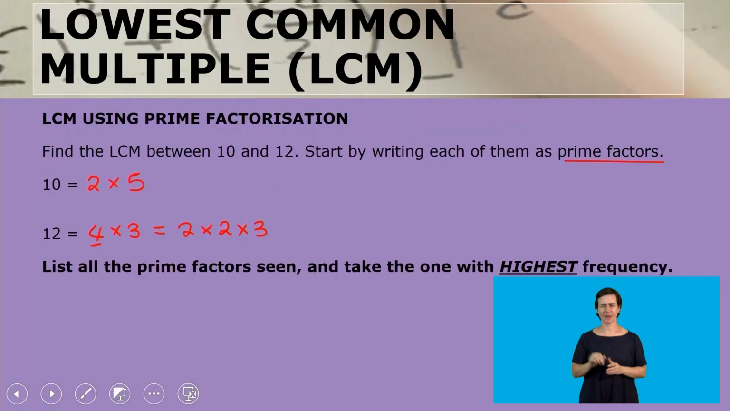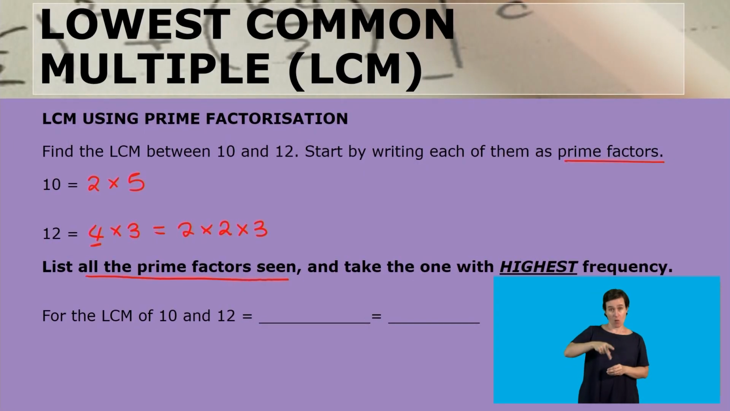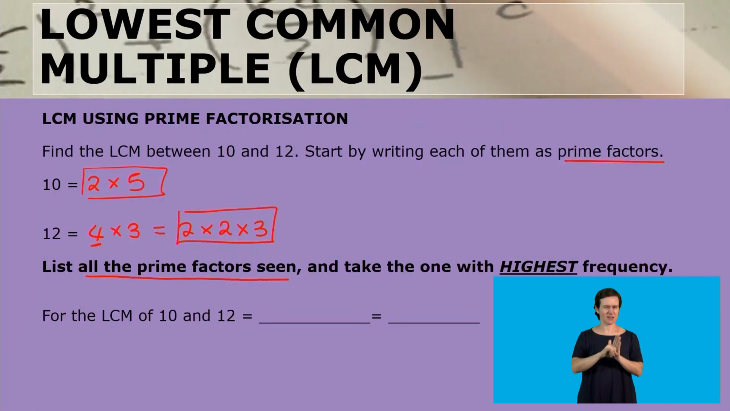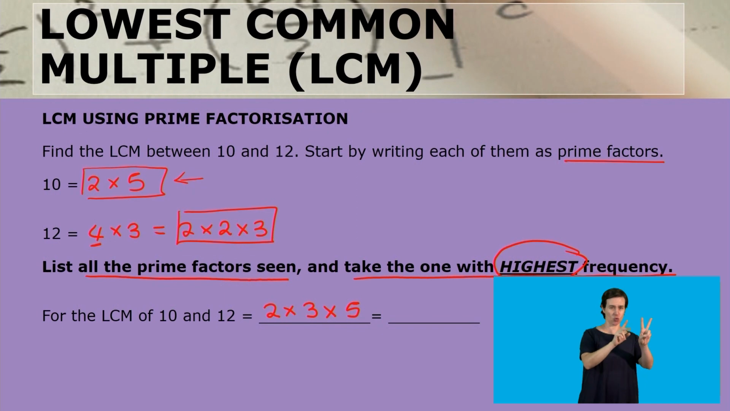So how do I find the lowest common multiple using prime factorization? I am going to list all the prime factors that I can see. So this means that, remember, our focus is on the prime factors. Which prime factors can I see here? Without repeating any prime factor, I have my 2, and I have a 3, and I also have a 5. But I do not just list these prime factors. I have to take from each of them the one with the highest frequency, meaning the one that appears the most. So if we look here, the 2 appears once, the 5 appears once. So the 5, that's fine. We can just leave it as it is alone.